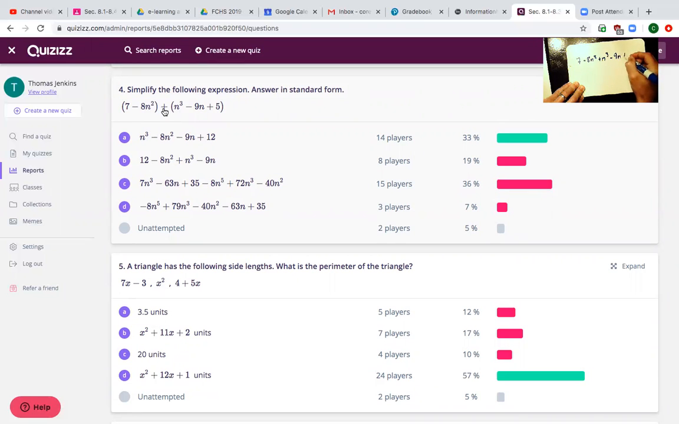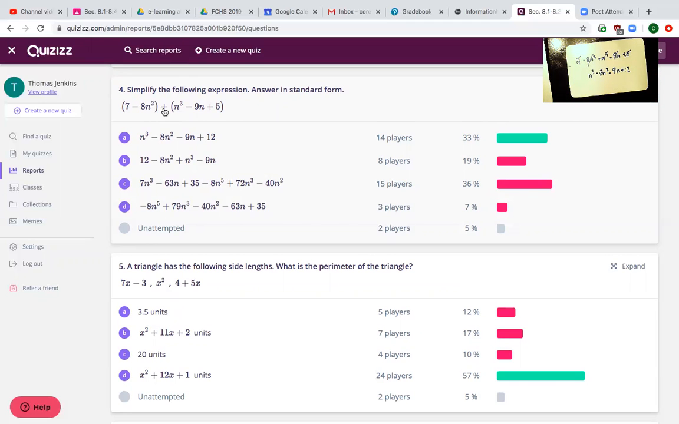Sometimes our minds play games with us. We see this and we're like, it can't be that easy, but it is in this case. So this is my only n cubed term. I'm starting with that one because I'm going to write my answer in standard form. This is my only n squared term, so minus 8n squared. This is my only n term, so minus 9n. And then finally I have a pair of like terms, 7 plus 5 is plus 12.